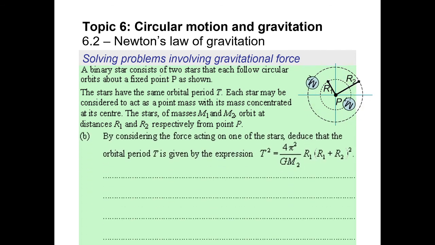Part B, by considering the force acting on one of the stars, deduce that the orbital period capital T is given by the expression, and there it is. Okay. So we've got an interesting looking expression there. Now, part of it should look familiar to you. Maybe not the r1 plus r2, but part of it should look familiar, and that looks kind of like Kepler's Law. And think about then, how did we derive Kepler's Law? Well, we did that using equating centripetal force with a gravitational force. Okay, so let's jump back to the paper here.